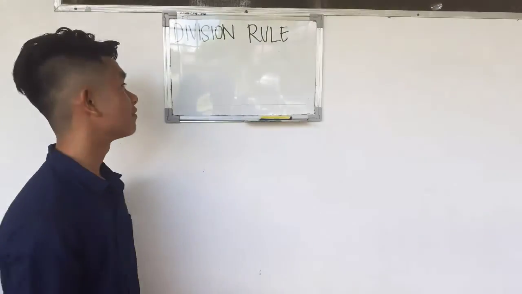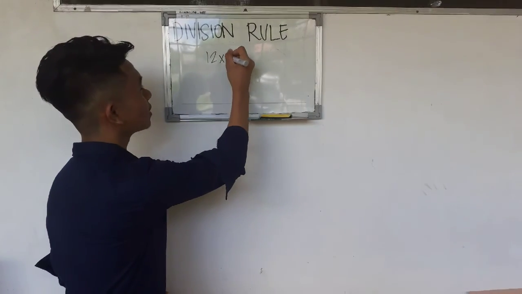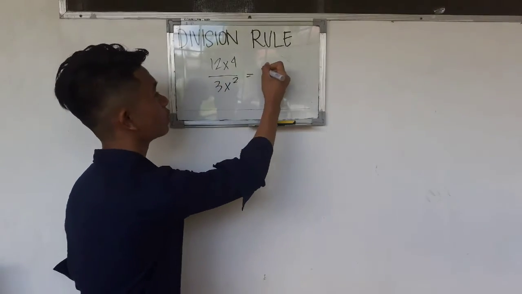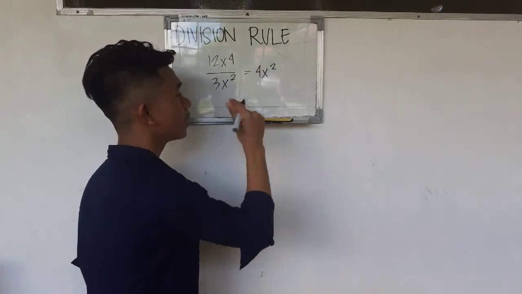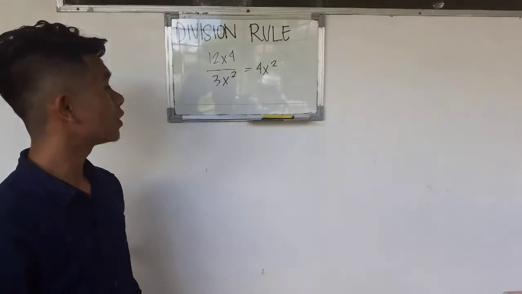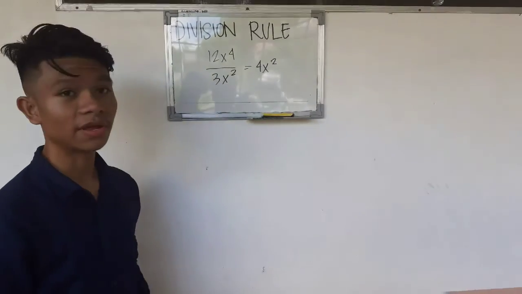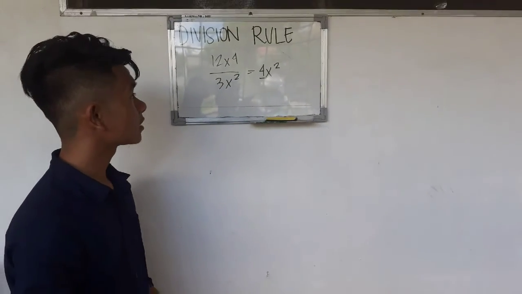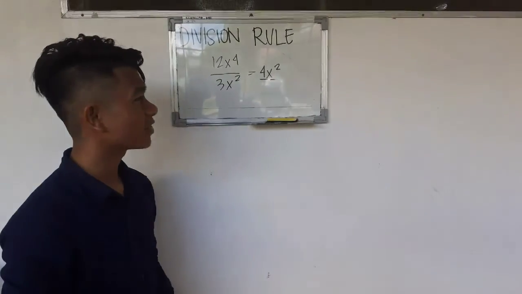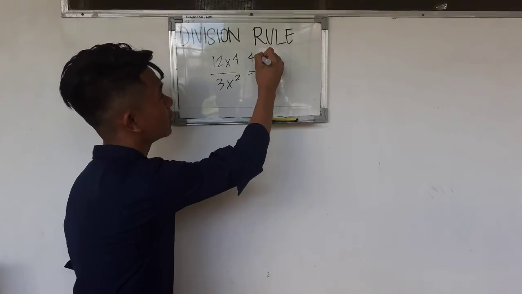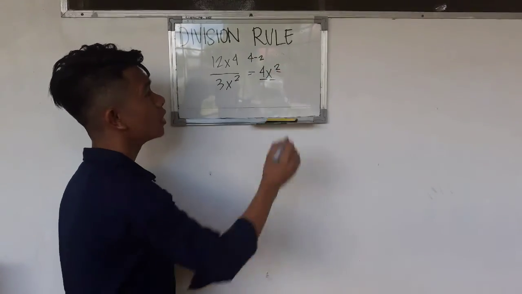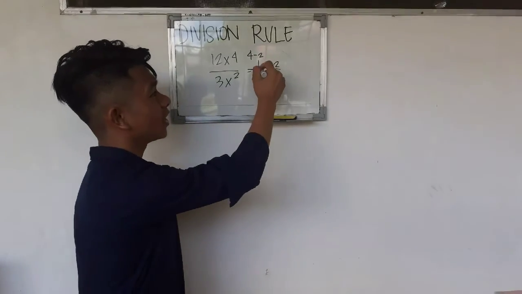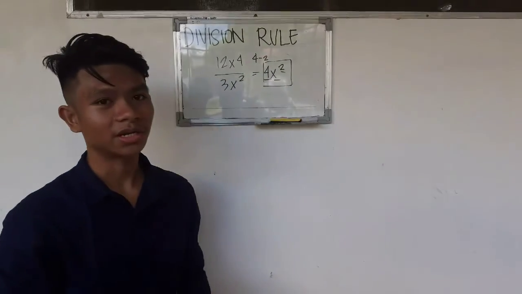Let's have an example of 12x raised to 4 over 3x squared, which is equal to 4x squared. So in this example, we divide the coefficients 12 and 3, which gives you 4. And copy the base x and subtract the exponents 4 and 2, which gives you an exponent of 2. And the answer is 4x squared.